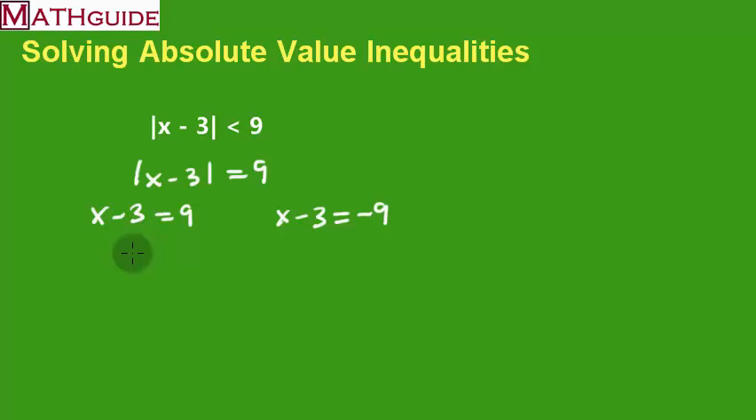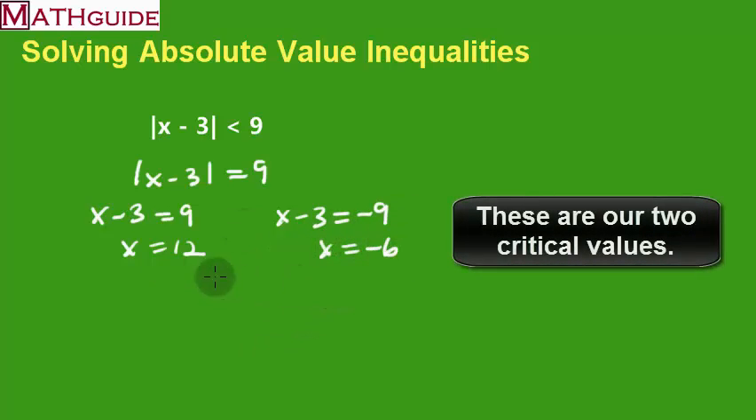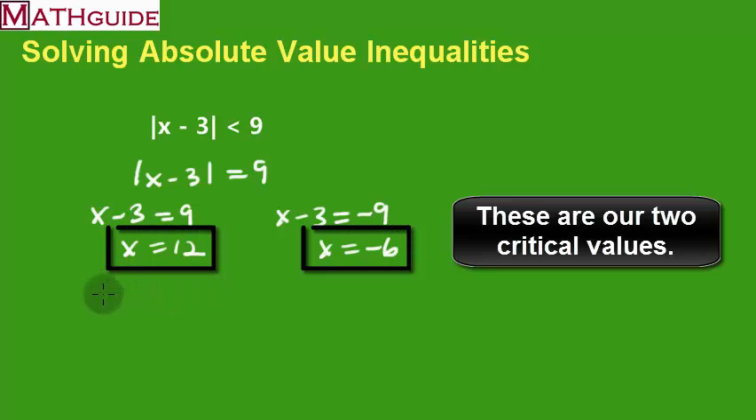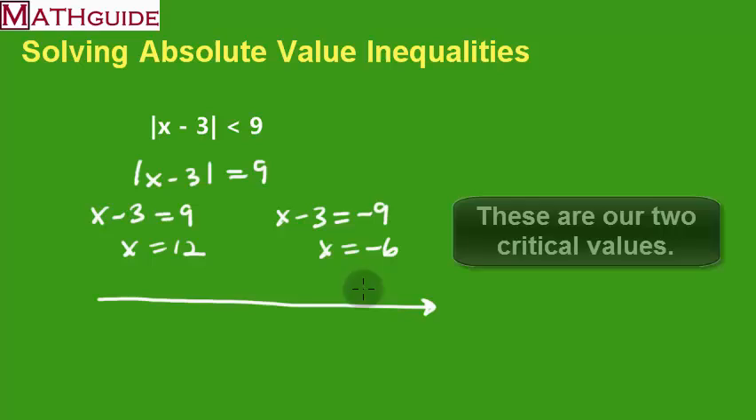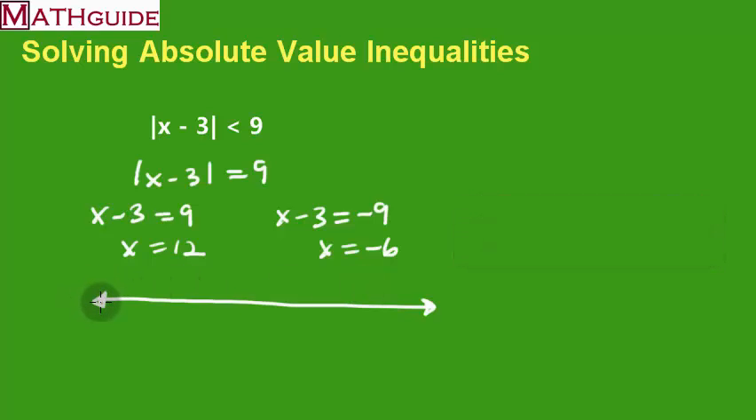Once I have those, now I'm going to solve them. I'm going to add 3 to both sides, so I get 12. Add 3 here, I get -6. Now we've got our two critical values. So we take our critical values and graph them on a number line. I have -6 as the smaller of the two, and I've got 12.